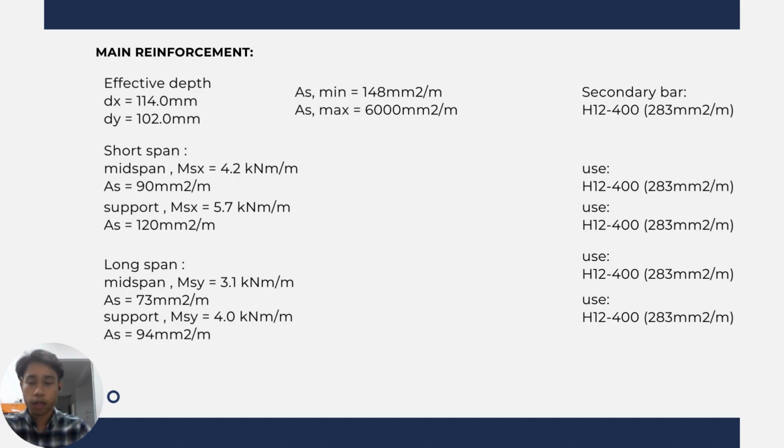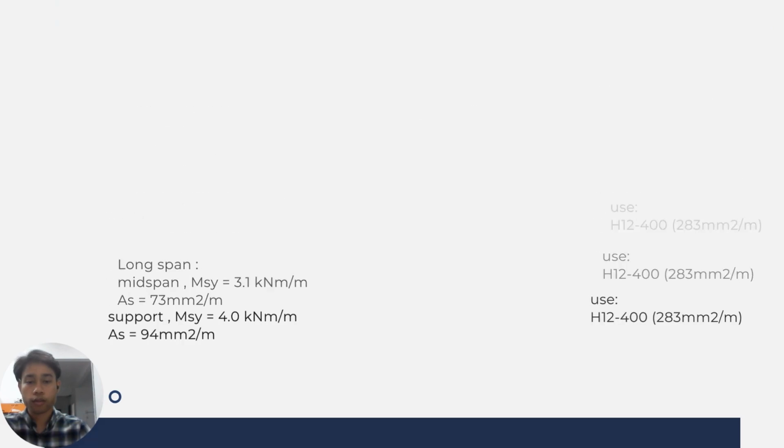Next, for the long span, we go to the mid span MSY, 3.1 kNm/m. For the AS, we get 73 mm²/m. And for the support MSY, 4.0 kNm/m. For the AS, we get 94 mm²/m. Both of these we use H12-400.